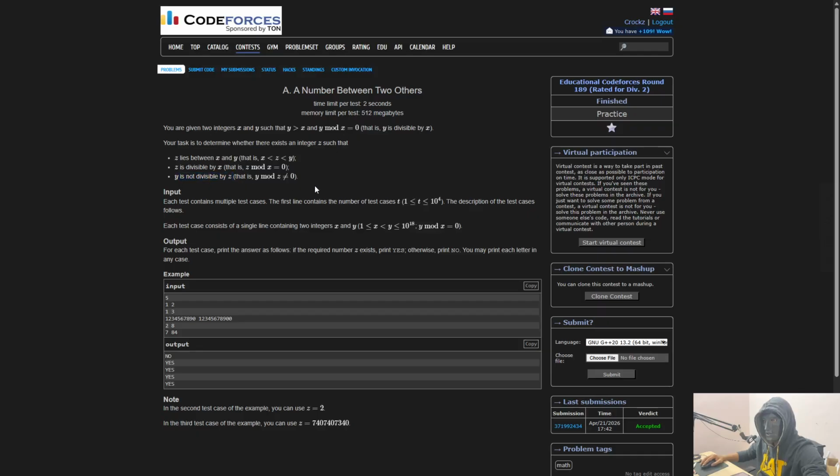So y should not be divisible by z. So it is saying y modulo z should not equal 0. Okay, so let's read out the input. They have given test cases. For every test case they'll give two integers x and y. x and y are in the range 1 to 10^18, and in the question they've said y is divisible by x. So we need to find if that integer exists or not, we have to say. It's a good problem.